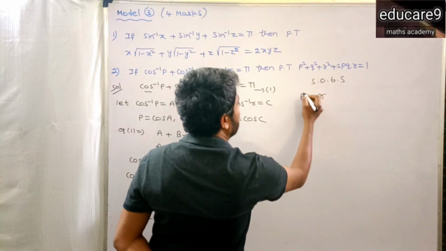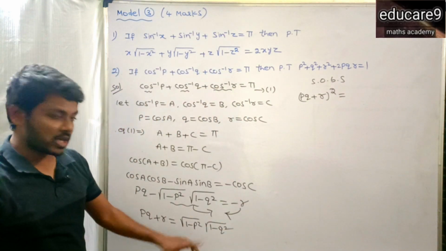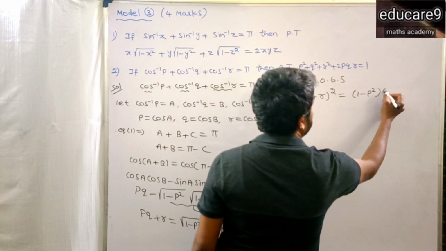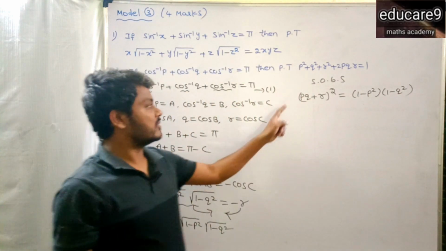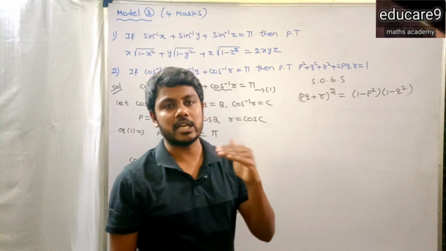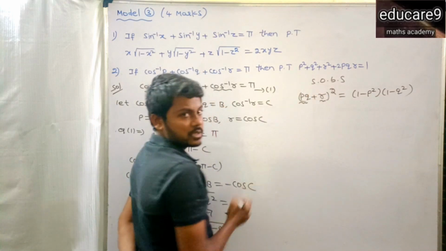(PQ + R) whole square is equal to the right hand side. The square root gets cancelled, which becomes (1 − P²)(1 − Q²). So it is of the form (A + B) whole square. We know the (A + B)² formula: A² + B² + 2AB. Here A is PQ and B is R.